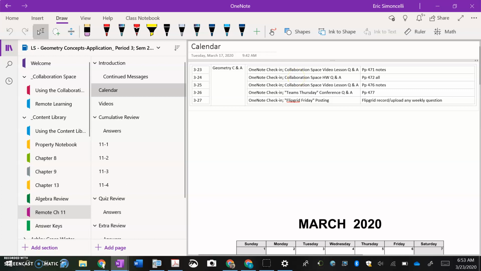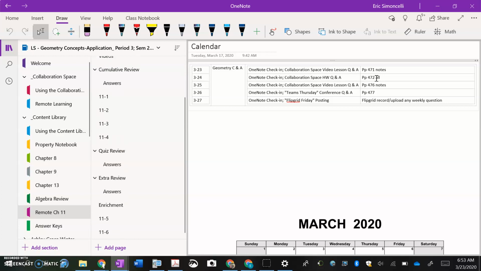Collaboration space video lesson, and then Q&A. Yes, I'm going to be teaching a lesson, which is on page 471. And we'll talk about, again, possibly where you can access the Q&A page in the collaboration space. Let's start off taking a look at section 11.5.